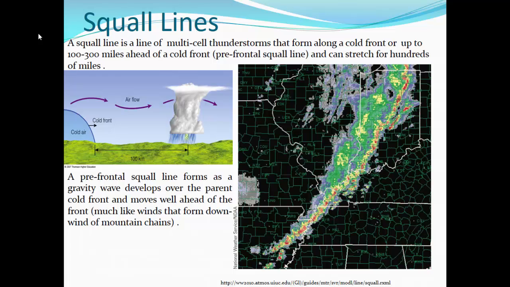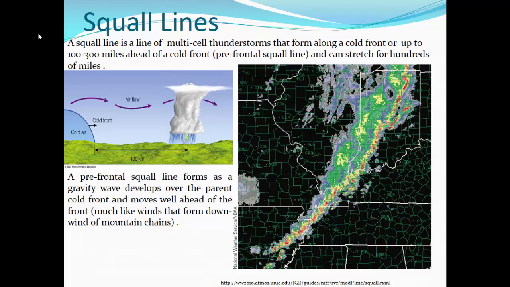In terms of the length of these squall lines, as you can see from the radar image on the right-hand side, they can literally stretch for hundreds and hundreds of miles out ahead of that cold front. How the squall line forms and why it progresses so far ahead of a cold front is still something that's being worked on, but the accepted theory is that the prefrontal squall line forms as a gravity wave develops over the parent cold front and then moves well ahead of the front.